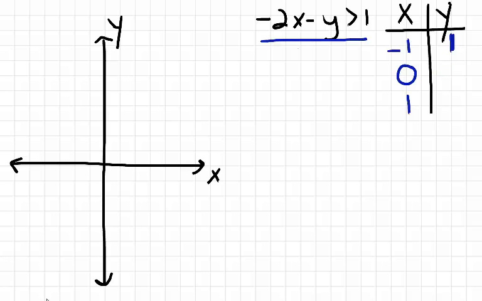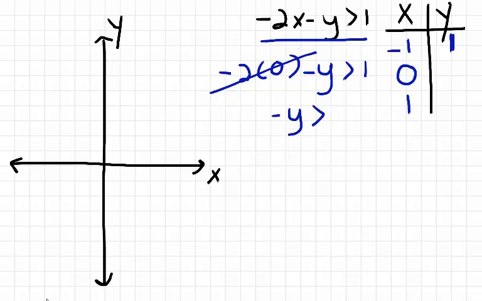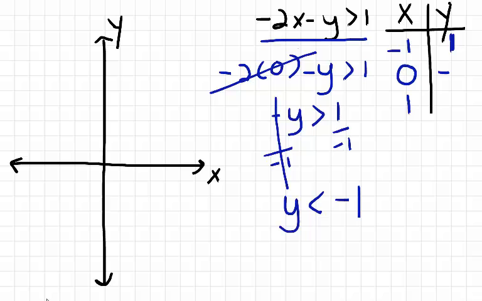Solving our equation for 0, when x equals 0, we get -2 times 0 minus y is greater than 1. -2 times 0 is 0. That leaves us with -y is greater than 1. Now again, when we're solving for y, if we have a negative coefficient in front, we distribute that through the equation. And that causes our inequality sign to change or flip directions, so y is less than -1. I write -1 in my y column, and then I repeat the process for 1.